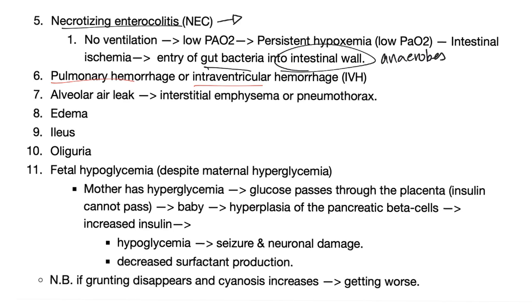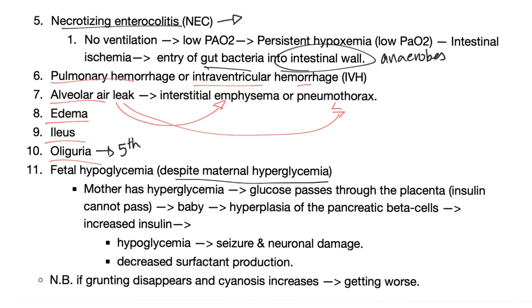Pulmonary hemorrhage or interventricular hemorrhage, those are complications. Alveolar air leak leading to air under the skin, emphysema, air in the pleural cavity, pneumothorax, edema, ileus, oliguria, because urine volume is the fifth vital sign if you are sophisticated enough. Fetal hypoglycemia despite maternal hyperglycemia, and we have talked about this before. Hypoglycemia is going to lead to seizure and neuronal damage, decrease surfactant production leading to neonatal RDS.